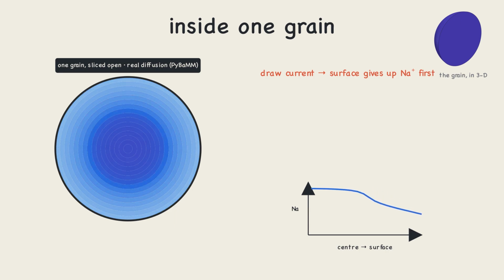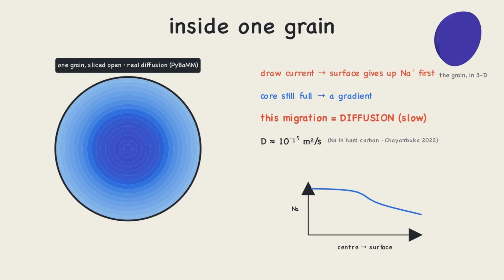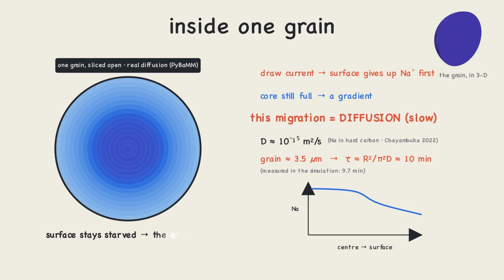This slow migration is called diffusion. And in a solid, it is sluggish. Sodium creeps through hard carbon at about 10 to the minus 15 meters squared per second. The grain is only a few millionths of a meter across. Yet even that tiny trip takes minutes. That is the drift we cannot fit. The surface stays starved, so the voltage keeps sagging for minutes.